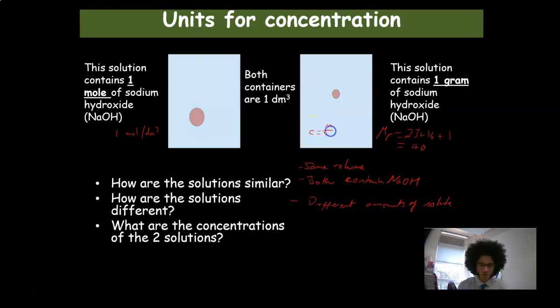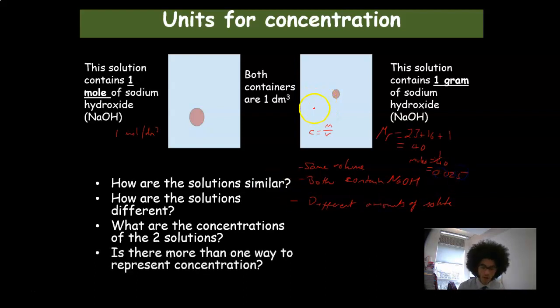So to work out the concentration in this container, concentration is moles divided by volume, but we need the moles in 1 gram. So the moles is 1 divided by 40, which is 0.025. Therefore that will equal 0.025 divided by 1, which equals 0.025 moles per decimeter cubed. Now you can see that that has a much smaller concentration than the box on the left.